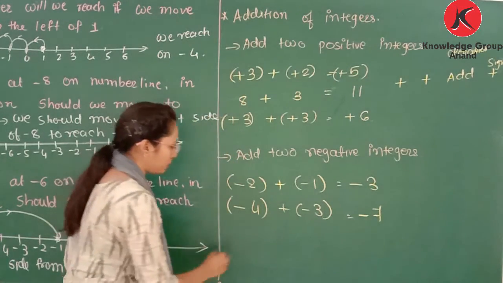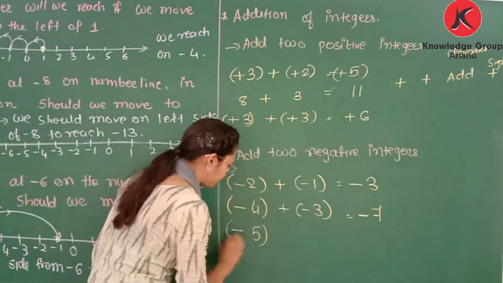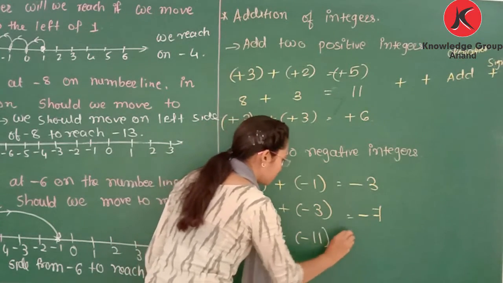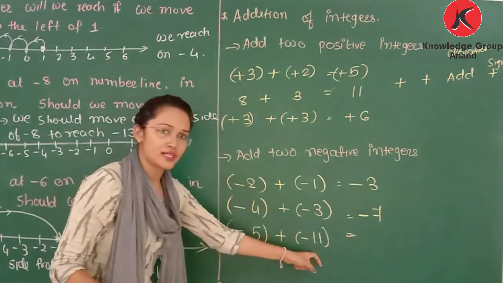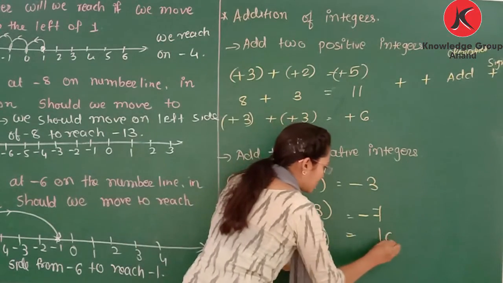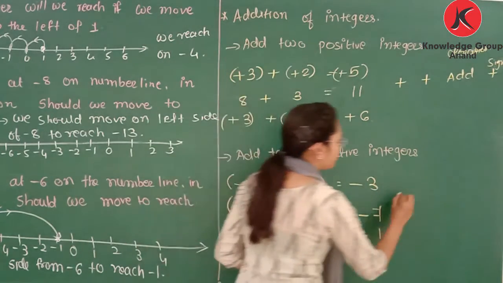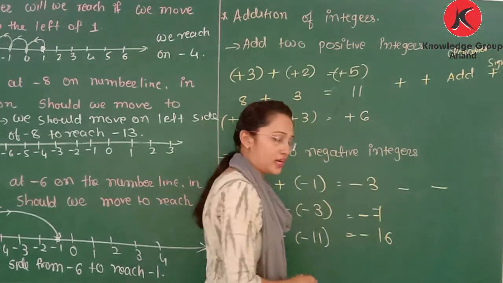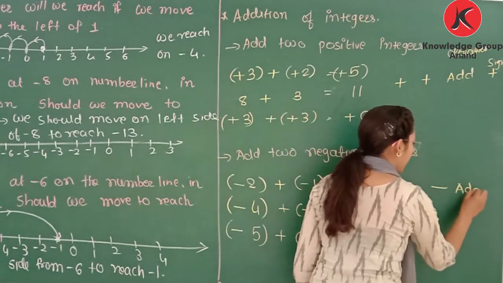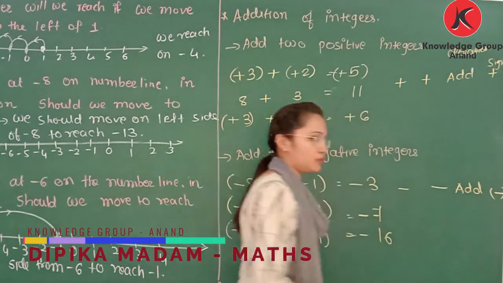Clear? Now -5 plus -11. So again 5 plus 11 is 16 and the answer is negative. So if two negative integers are in addition, the operation will be add and the sign will be negative. Clear?